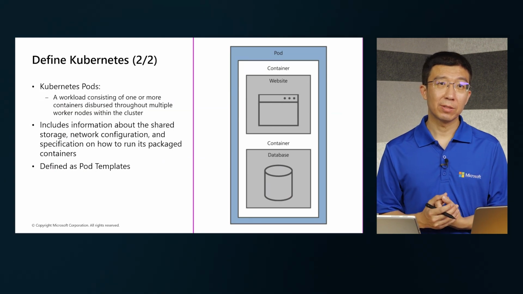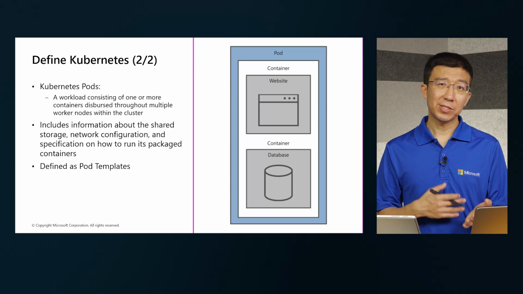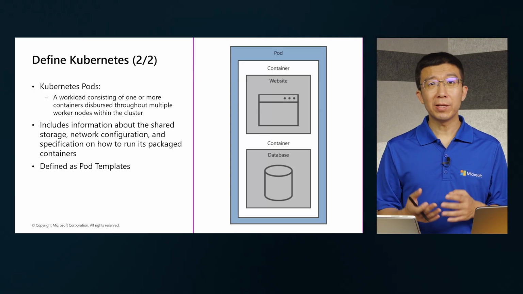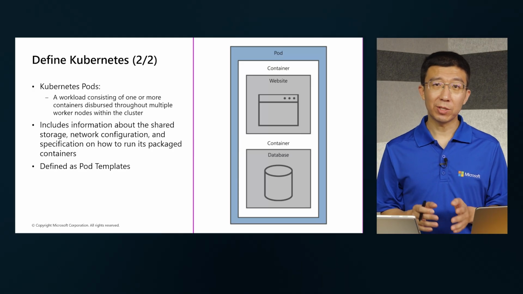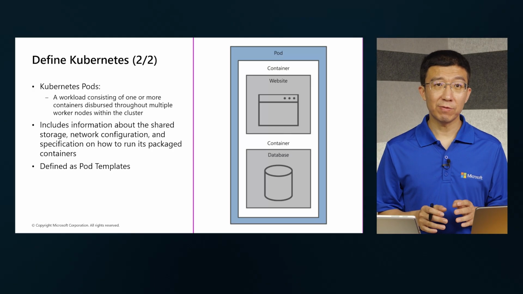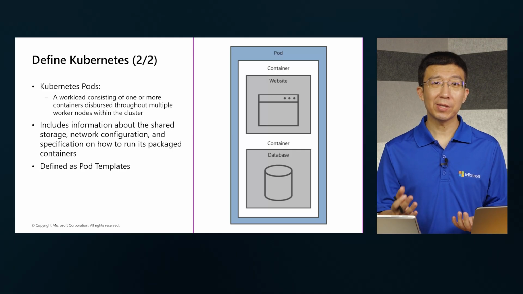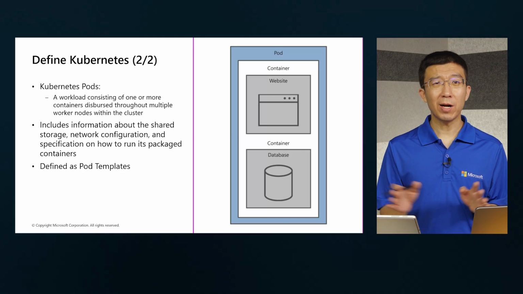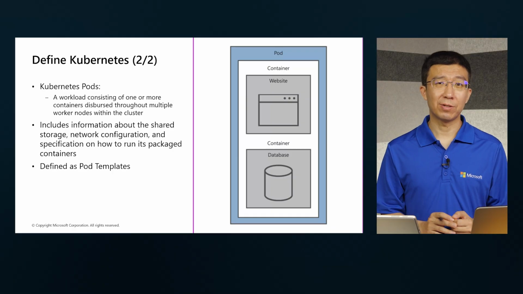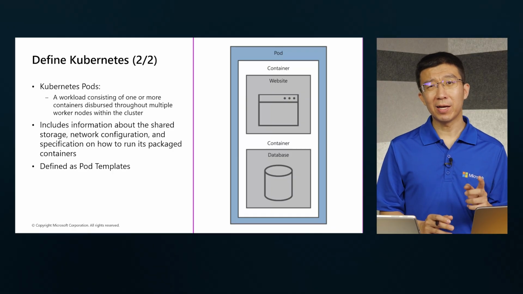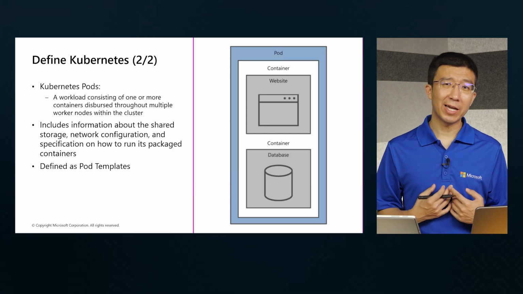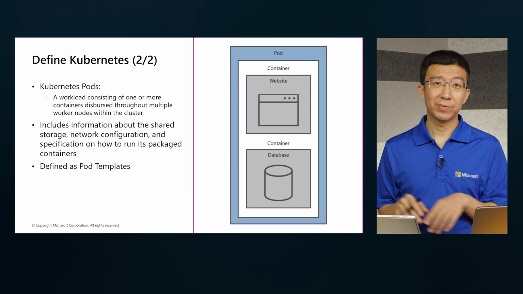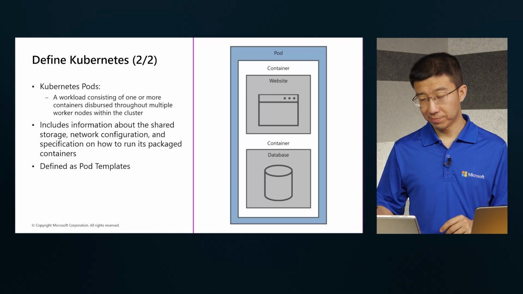Kubernetes pods. A pod is a group of one or more containers that share storage, network, and specifications for running. Pods are distributed across worker nodes in a cluster. Think of a pod as a carpool, multiple containers traveling together, sharing resources.